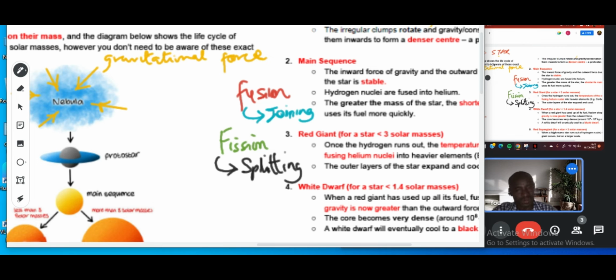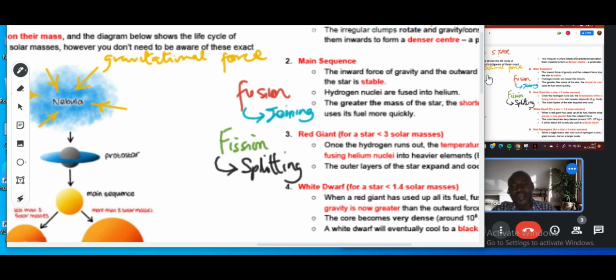That's fission. When smaller nuclei join to form heavier nuclei, also releasing energy, that is fusion. Which one takes place in stars? Fusion. Which one do we use on Earth? Fission. All right.